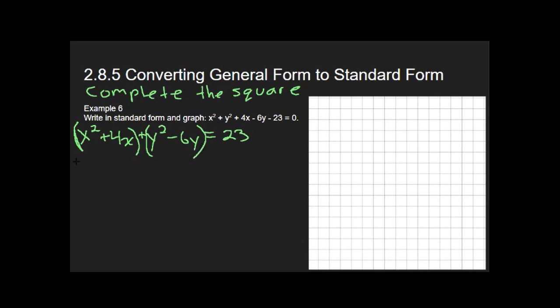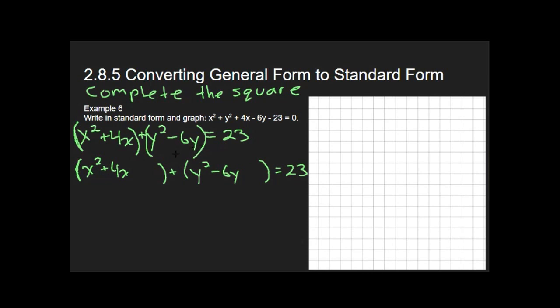Now we're going to set this up to complete the square. So we're going to do x squared plus 4x, and then we're going to leave some space because we're going to be adding something there to complete the square, plus y squared minus 6y, leave some space, is equal to 23. I'm running out of space here. Okay, is equal to 23.